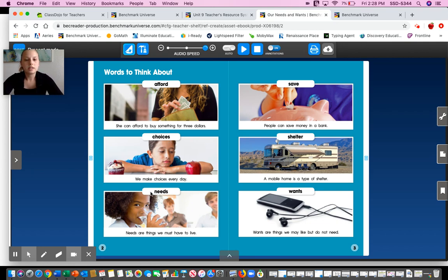Needs, the next word is needs. Oh, sorry, I'm going to go back up to choices. We make choices every day. And here's the boy, he's deciding which one he wants to choose. Which one do you think he's going to choose?